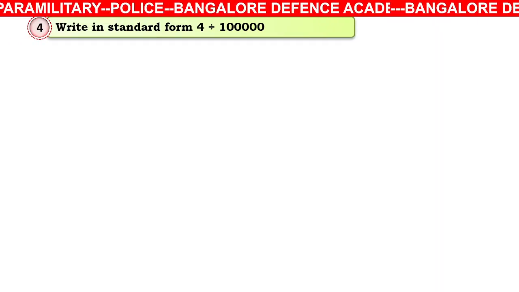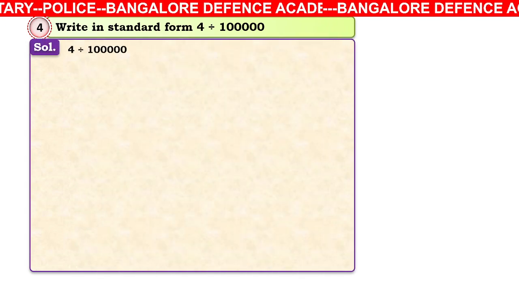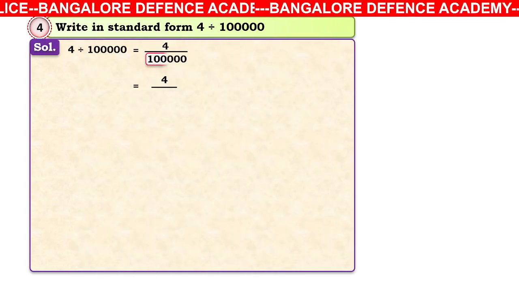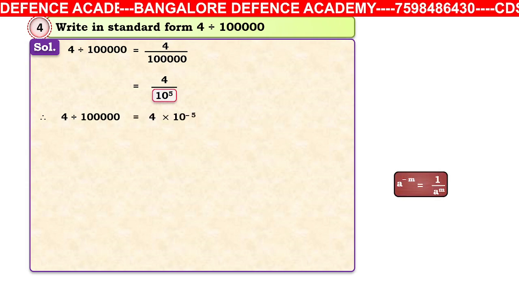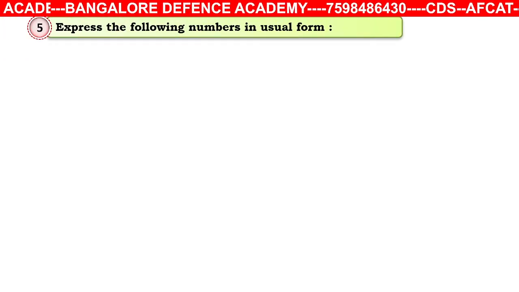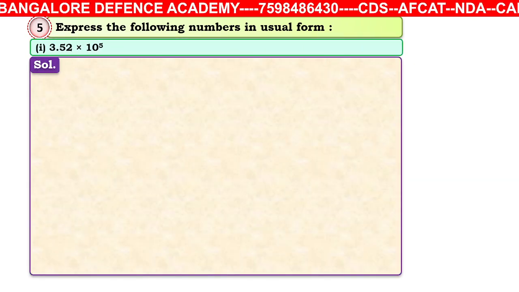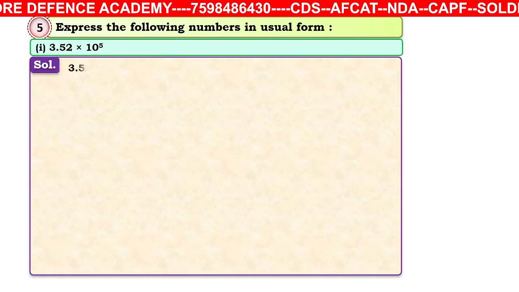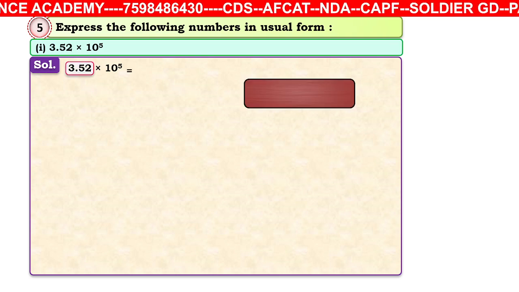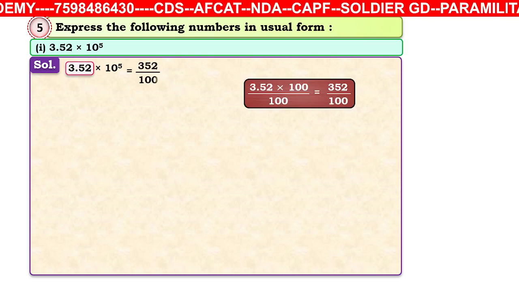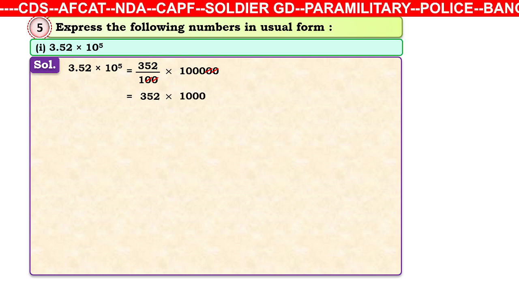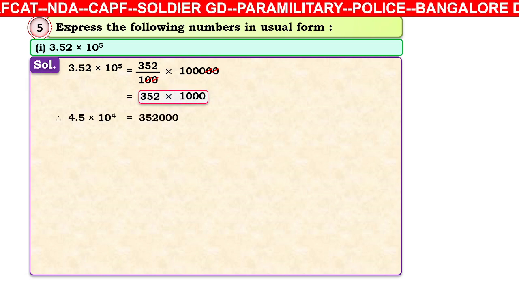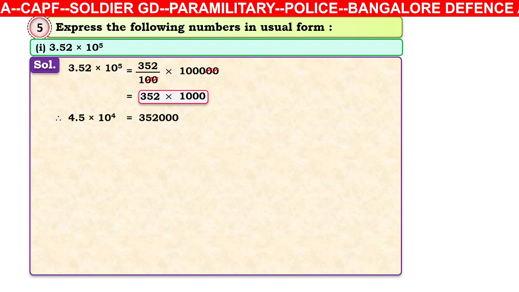Next, write in the standard form 4 divided by 1 lakh. So here you have 4 divided by 10 to the power of 5. So this can also be written as 4 into 10 to the power of minus 5. Next, express the following number in usual form, 3.52 into 10 to the power of 5. So after the point you have 2 digits, you have to subtract 2 from the power, that is 352 by 100 into 10 to the power of 5. So you get 352,000. You have just removed 2 zeros from this.